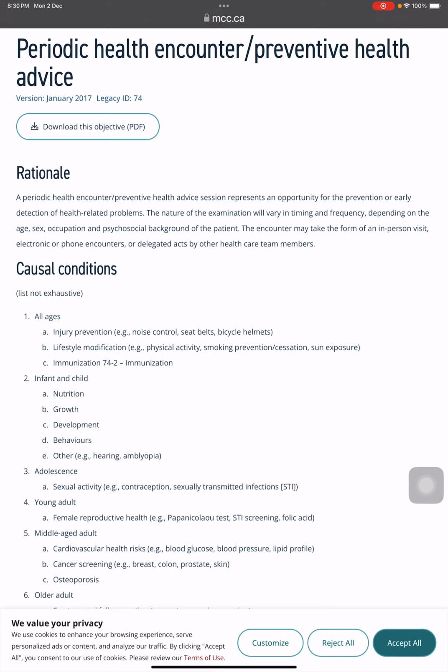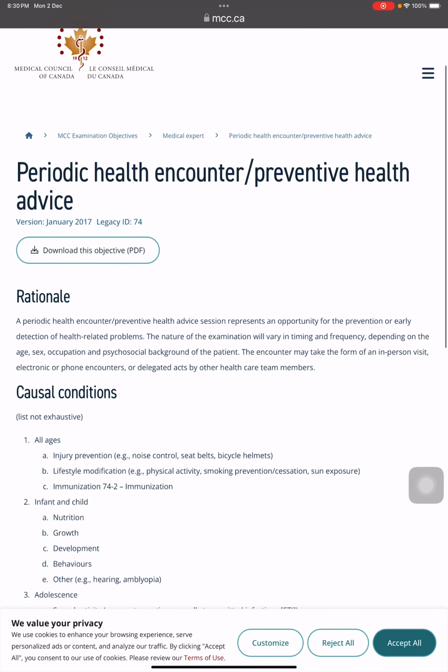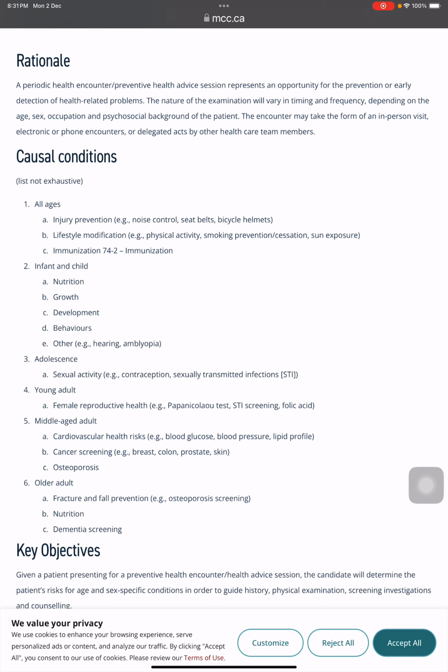So, let's see all ages. In all ages, we will talk about injury prevention, noise control, seat belts, bicycle helmets. In lifestyle modification, we'll talk about physical activity, smoking prevention and cessation, sun exposure, and immunization, and there's an additional immunization objective that they mention here, 72 74-2 is the number of the objective. So you need to know how they are teaching you and how they want you to learn, right? Make sure you do not confuse yourself with these numbers mentioned here. Just want to tell you that this is the number of the objective, okay? So you can go back and see it if you want, okay?